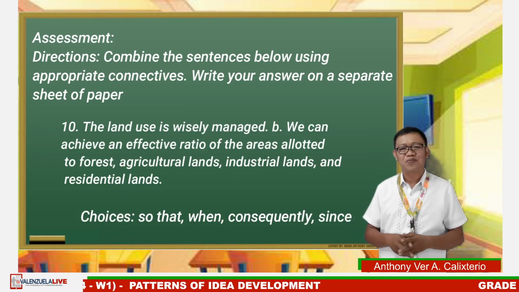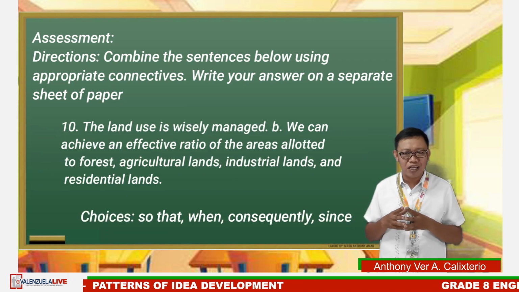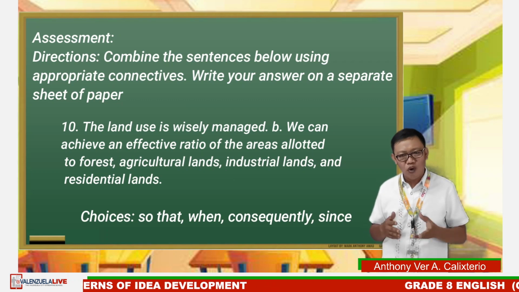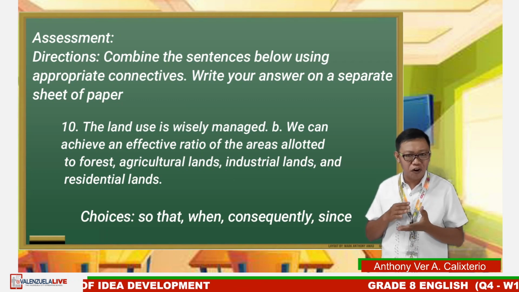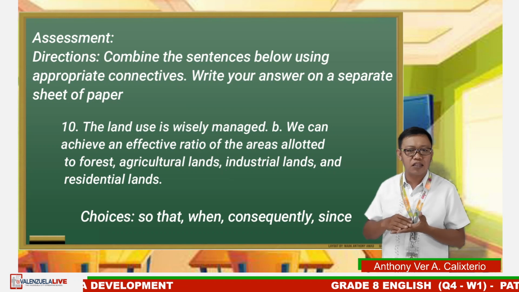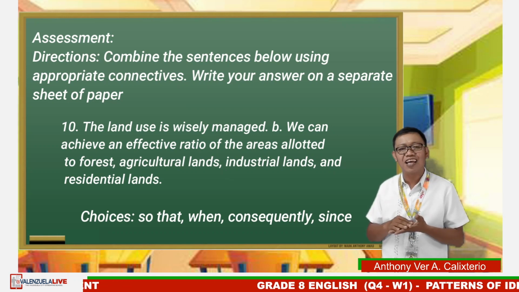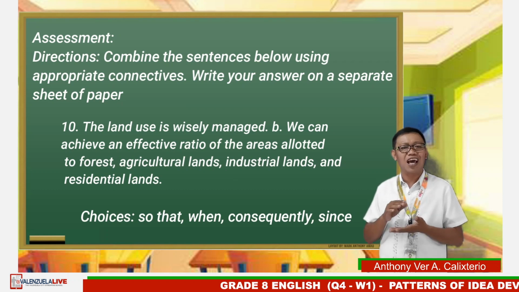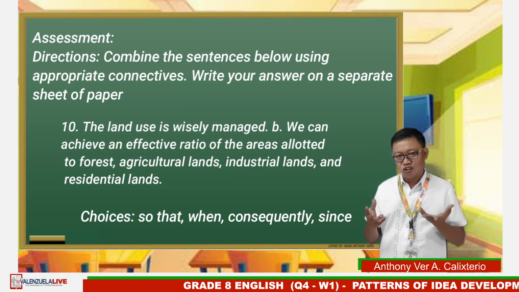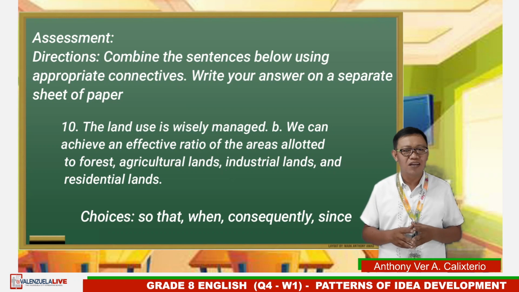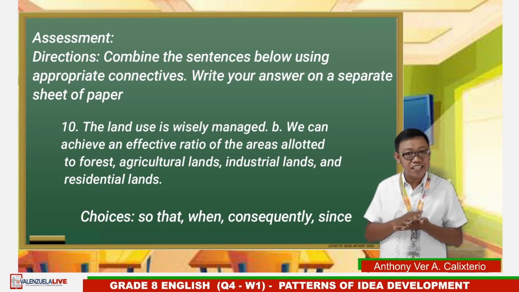Number 10. The land use is wisely managed. Blank. We can achieve an effective ratio of areas allotted to forest, agricultural lands, industrial lands, and residential lands. The choices are so that, when, consequently, since.